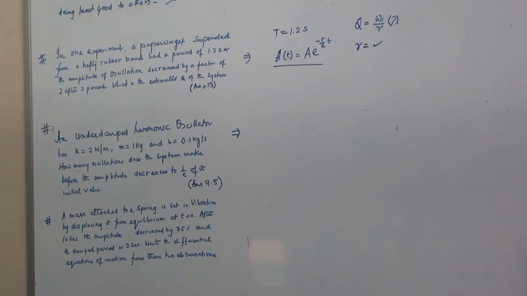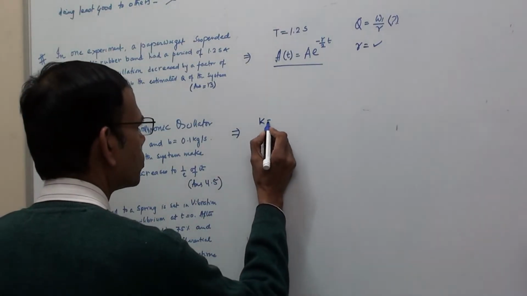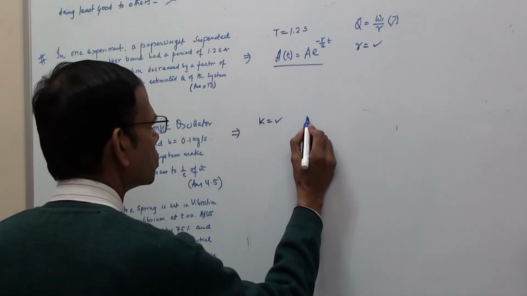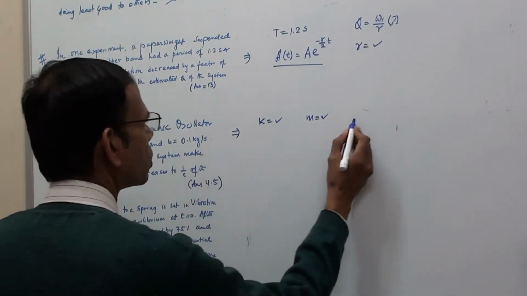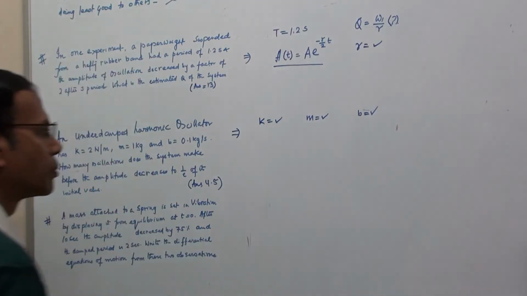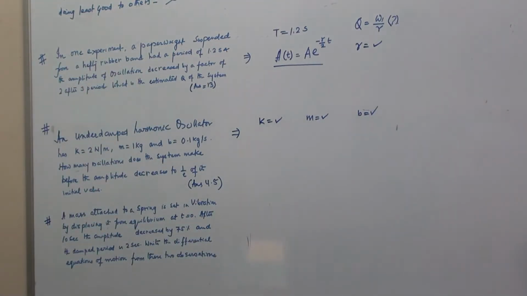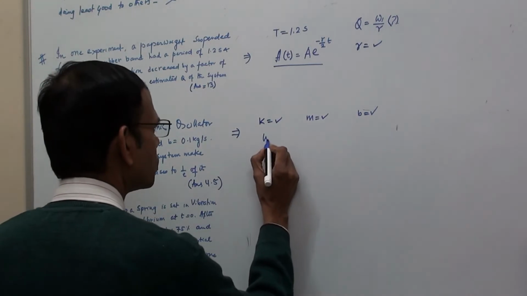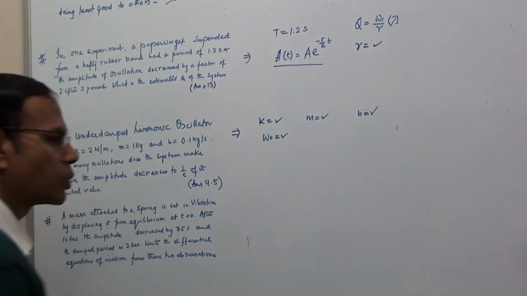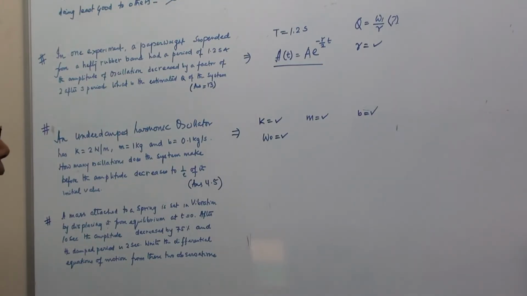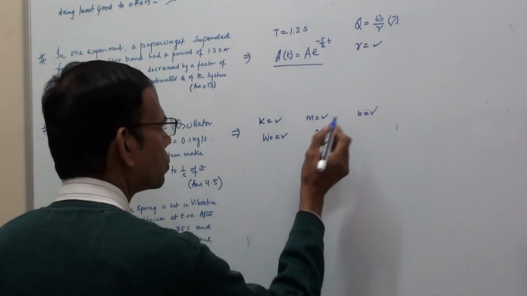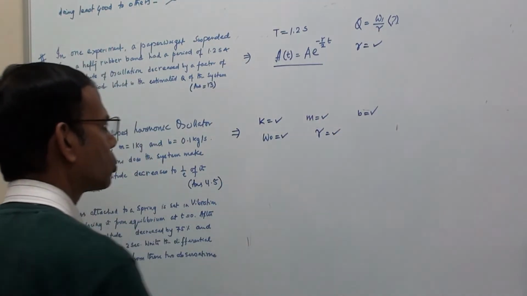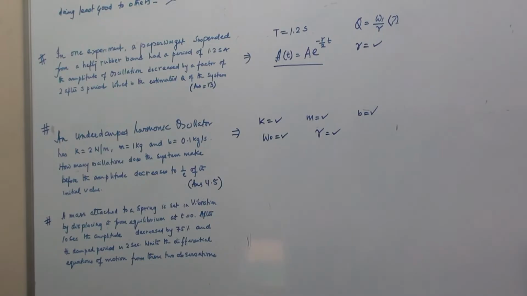So again, what is given to you? K is given to you. Then mass is given to you. And B is also given to you. What are the things that we can calculate from here? K, M and B. Obviously we can calculate omega 0, because omega 0 square is equal to K by M. And also you can calculate gamma, which is B by M. So both omega 0 and gamma you can calculate from here.